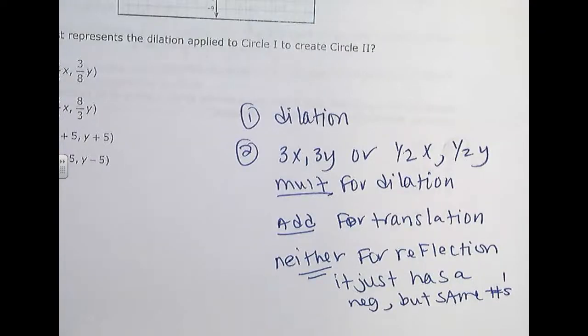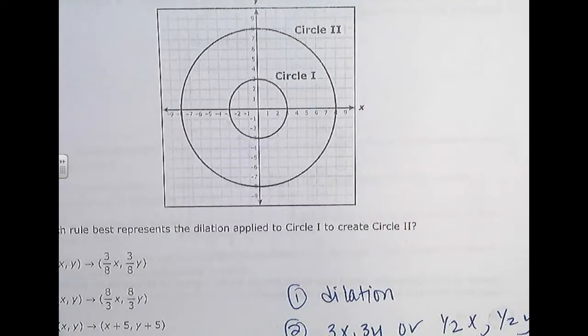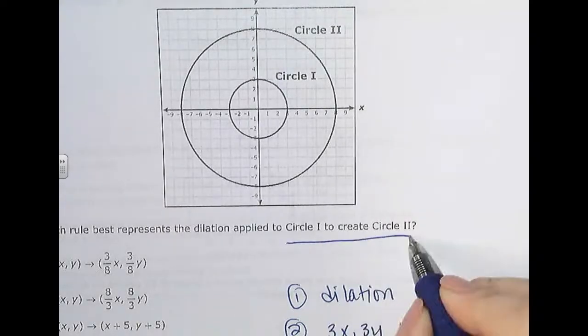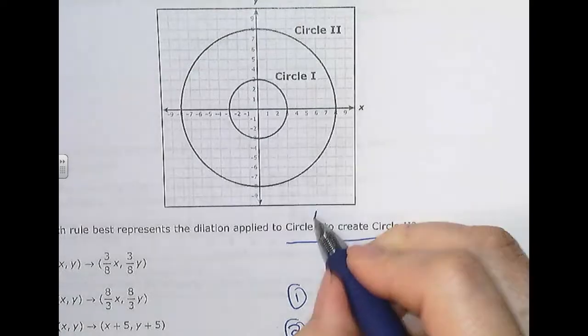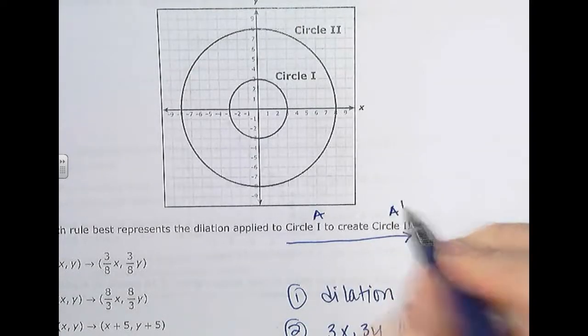Question 26. I've got a circle and it's talking about dilation. And let me zoom out. There's your picture. Circle 1, circle 2. I'm going to have to assume circle 1 was first and then circle 2 was second since it seems logical. And if you read it, it says which rule applies to dilation of circle 1 to circle 2. So it went from 1 and it's going to 2. So this would be your A and this would be your A prime if you wanted to go back to that. Now, let's look at my 1, 2, 3s.